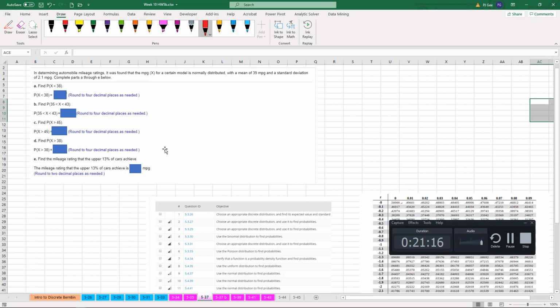Okay, so what do they tell us here? In determining automobile mileage ratings, it was found that the miles per gallon is normally distributed with a mean of 39 miles per gallon, standard deviation of 2.1.